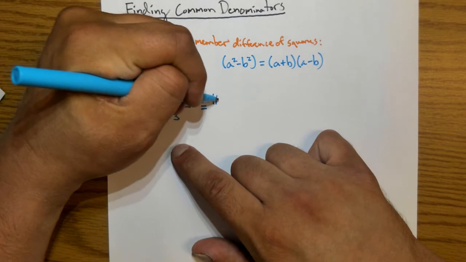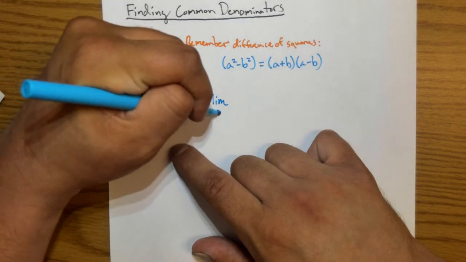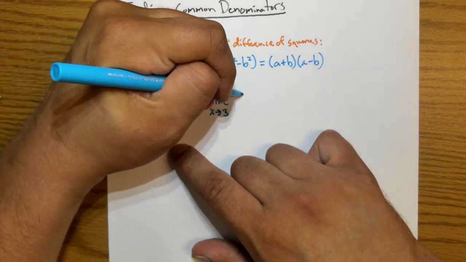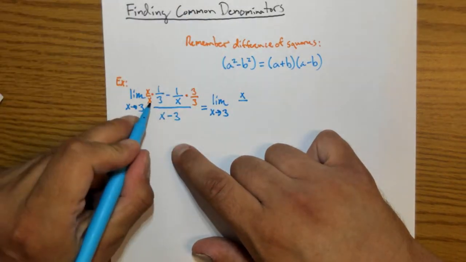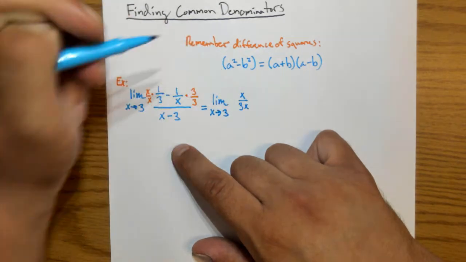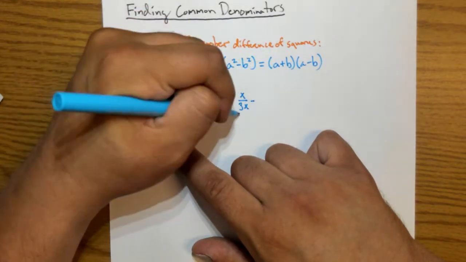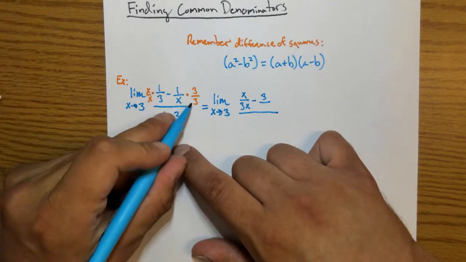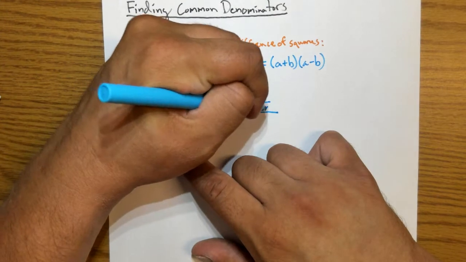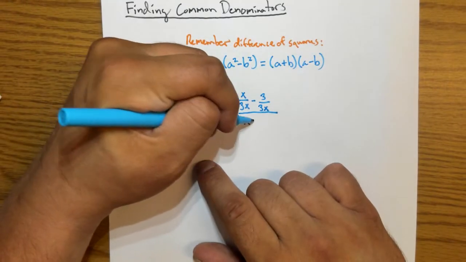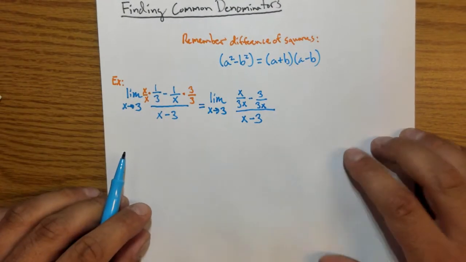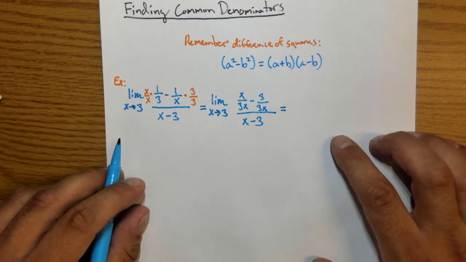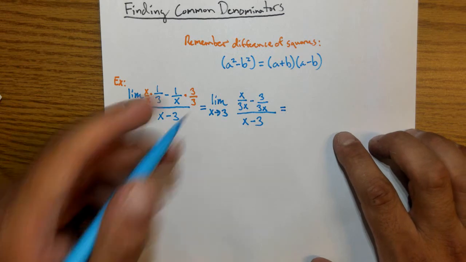So equals the limit as x approaches 3 of x times 1 is just x, divided by x times 3 is 3x, minus 1 times 3 is 3, divided by x times 3, which is 3x. And all over x minus 3. Well, now that they have common denominators, we can actually write it a lot nicer. We can put it over one division bar and just rewrite it like this.